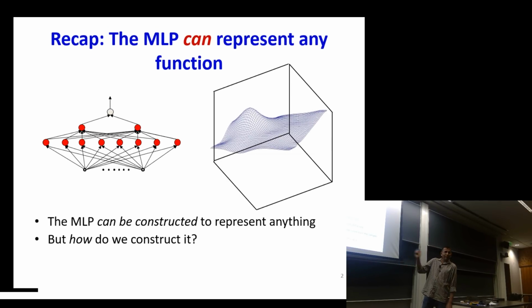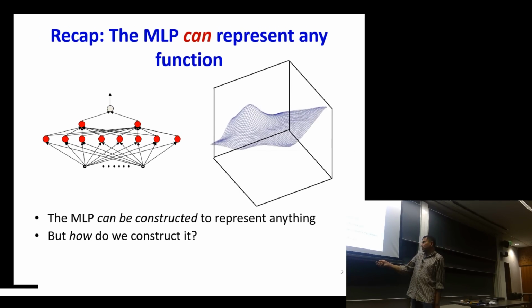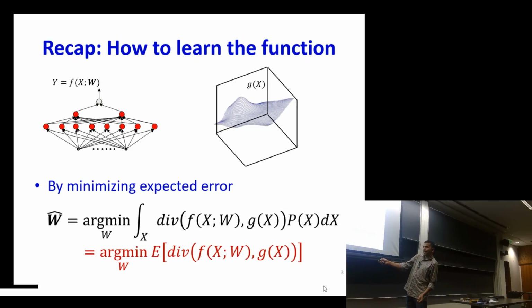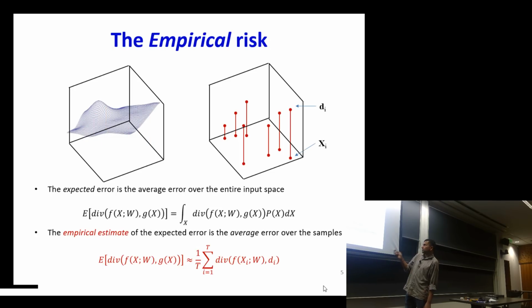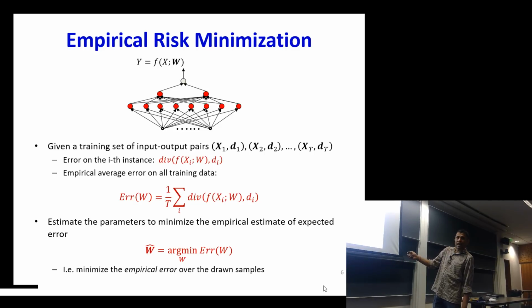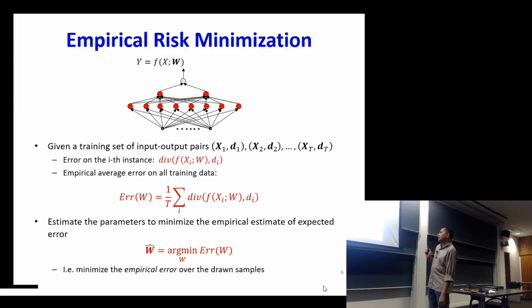And anyway, so what we really do is compute the average divergence over all of our training samples. This is our empirical expected error or empirical risk. And what we actually do is to minimize this empirical risk in order to estimate this function. So the overall setup was, given a collection of input-output pairs, we compute the empirical average of the error on the entire training data and estimate the weights to minimize this.